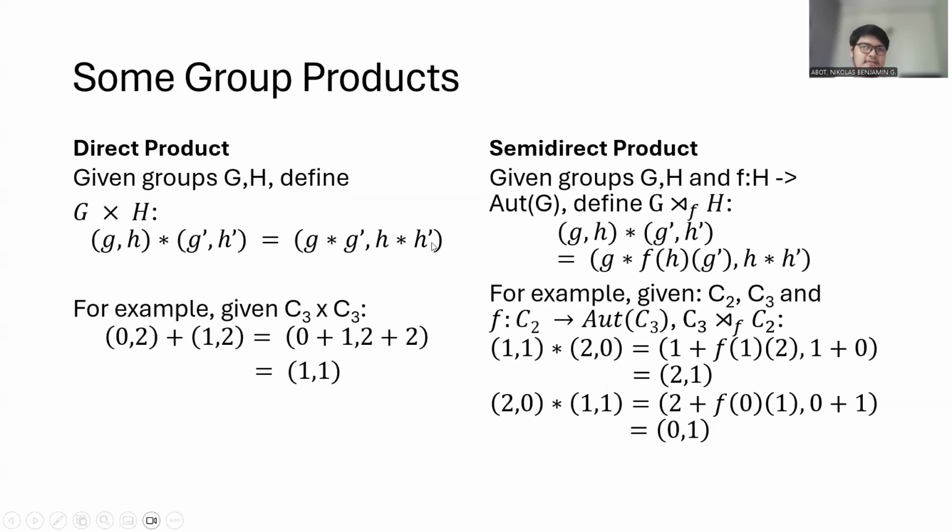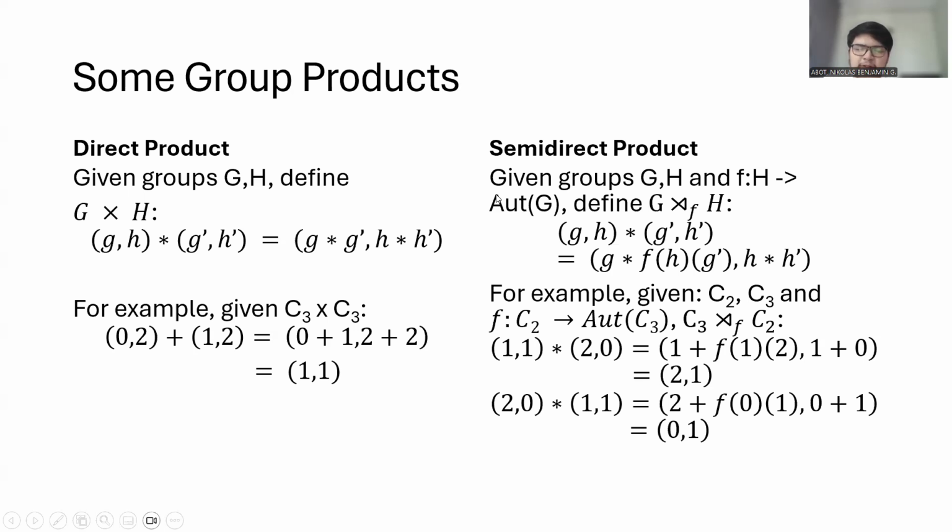Next, we will consider some group products, which are ways to construct larger groups from smaller groups, which will allow us to describe the structure of some of the groups we consider in this paper. Now, the direct product is to create the Cartesian product first of the element sets of the groups, that is, the set of ordered pairs (g, h) with g in G and h in H, and then define the group operation simply coordinate-wise, that is, (g, h) times (g', h') is simply (g times g', h times h'). For example, given the direct product of the cyclic group of order 3 with itself, (0, 2) plus (1, 2) is equal to (0 plus 1, 2 plus 2), which is (1, 1).